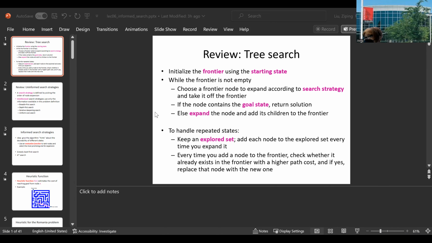And then, today we discussed what uninformed search strategy is. Uninformed search strategy we define as picking the order of node expansion based on the strategy. And we discussed breadth first search, depth first search, iterative deepening search, and uniform cost search.